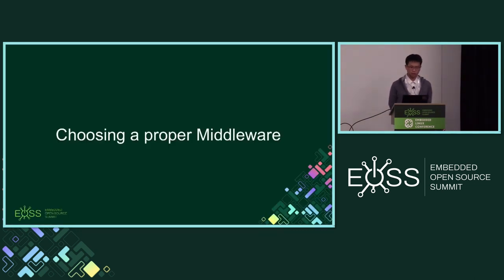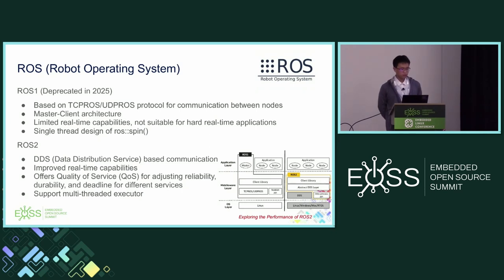Now I would like to talk about the way to choose a proper middleware. ROS, Robot Operating System, is very popular. Originally, we have ROS1. It is based on TCP and UDP, and the basic unit for communication is called a node. ROS1 is based on a master and client architecture with limited real-time capabilities and is not suitable for hard real-time applications. ROS2 is currently based on DDS, Data Distribution Service, and it has improved real-time capabilities, also offering quality of service, which allows you to adjust reliability, durability, and deadline for different kinds of service.